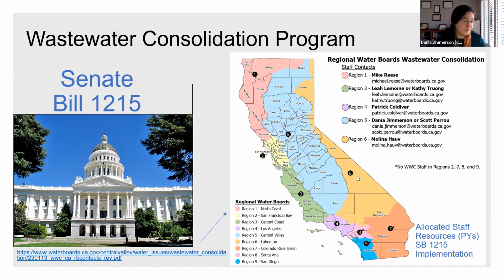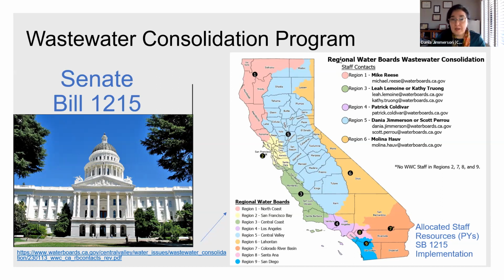We have a total of 8 staff throughout the state to implement Senate Bill 1215, or wastewater consolidation. That's one of the big differences in terms of staff. I mean, 8 versus roughly 80 staff for drinking water consolidations.